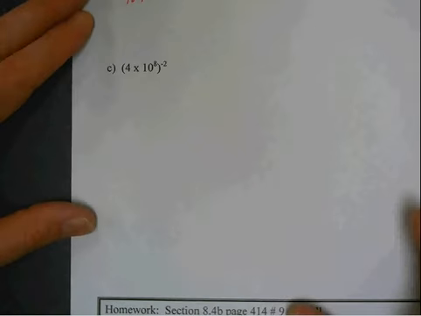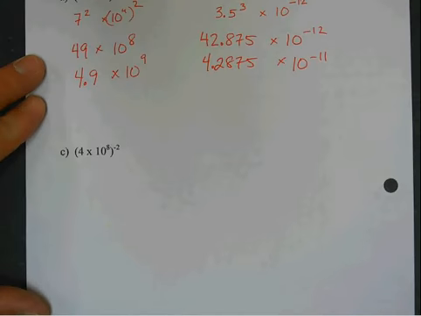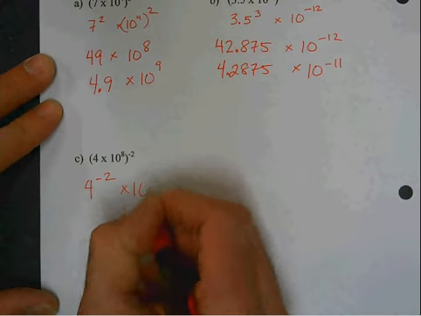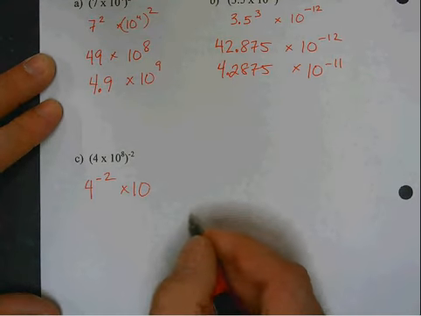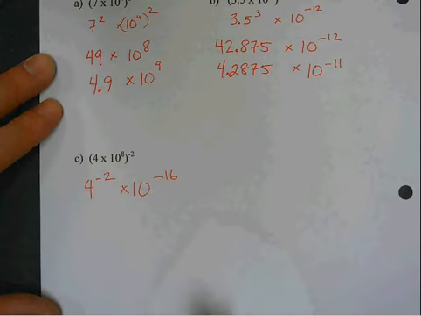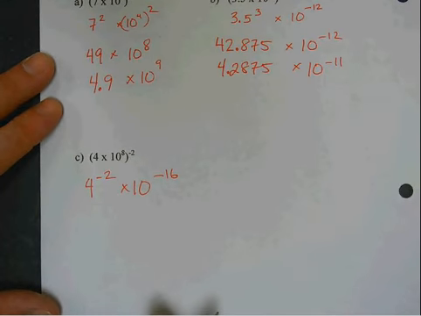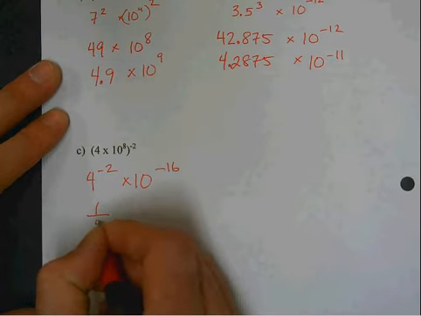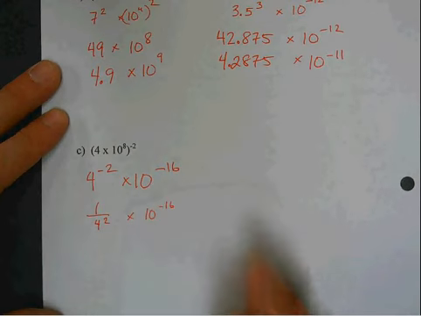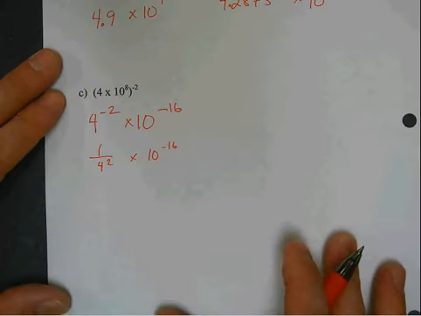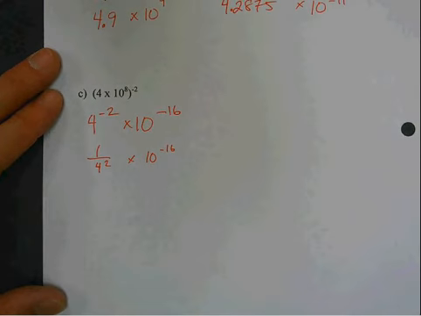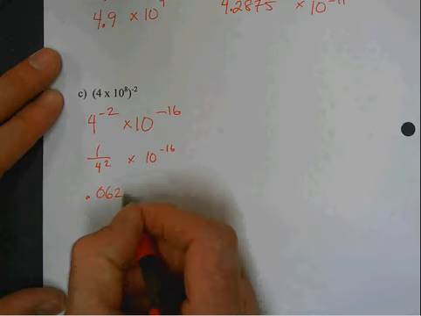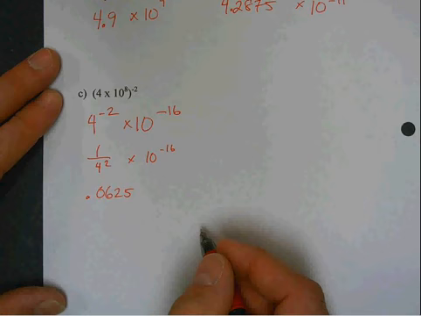All right, last one. I'll leave that up there. Distribute negative 2 to the 4, and 10 to the 8th becomes 10 to the negative 16. What does 4 to the negative 2 mean? It goes on the bottom, 1 over 4 squared. I can't leave it like that, though. I'm supposed to write this in scientific notation. So what is 1 over 16 as a decimal? 0.0625. Because it's 1 divided by 16.